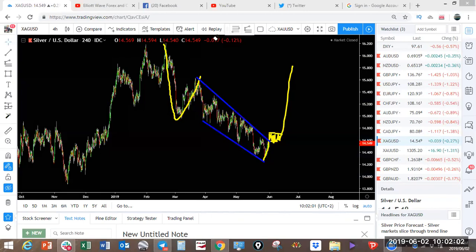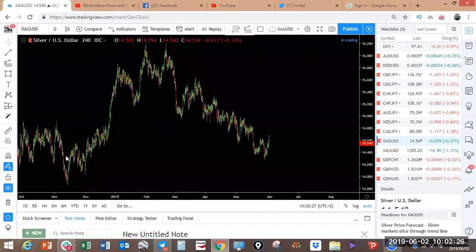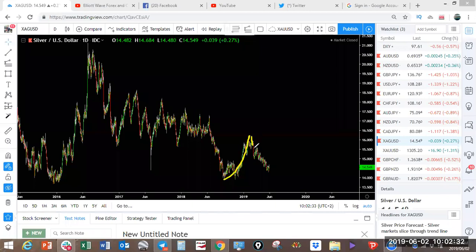This is a lower degree, so it should be in a different color. 1, 2, 3, 4, and 5. It has now completed A, B, C. Now, if that is the case, we've got a pulsing move. We need a corrective structure and then we need to push it higher. Let's see how that plays out. If we look at the higher time frame here on silver, you'll see that we have the pulsing move here. This is a corrective.